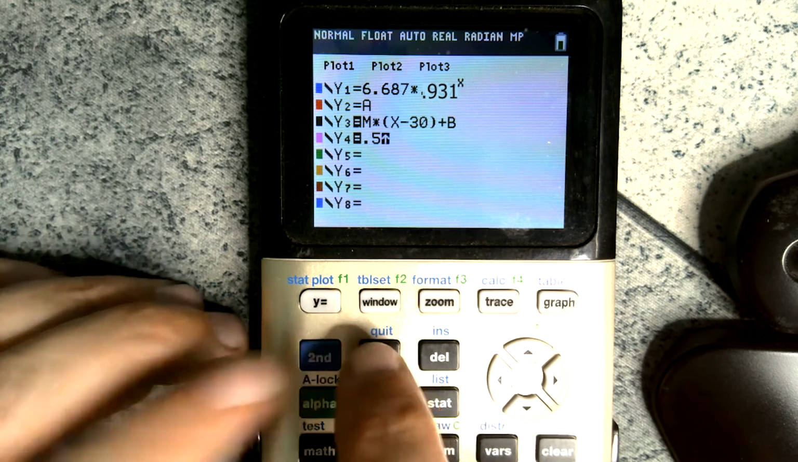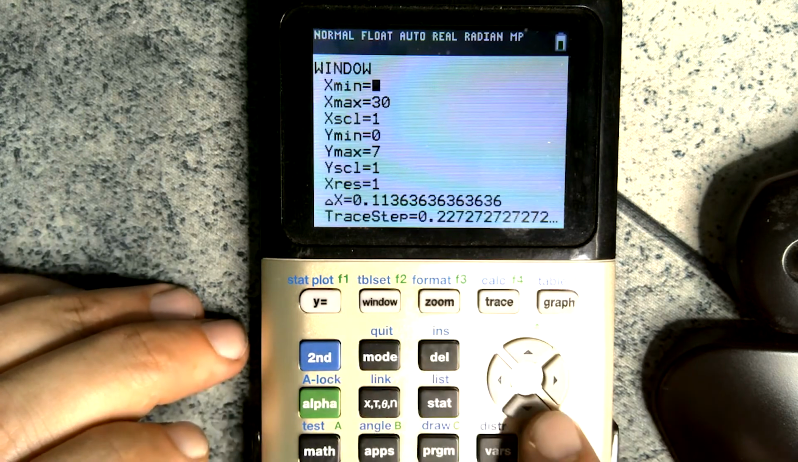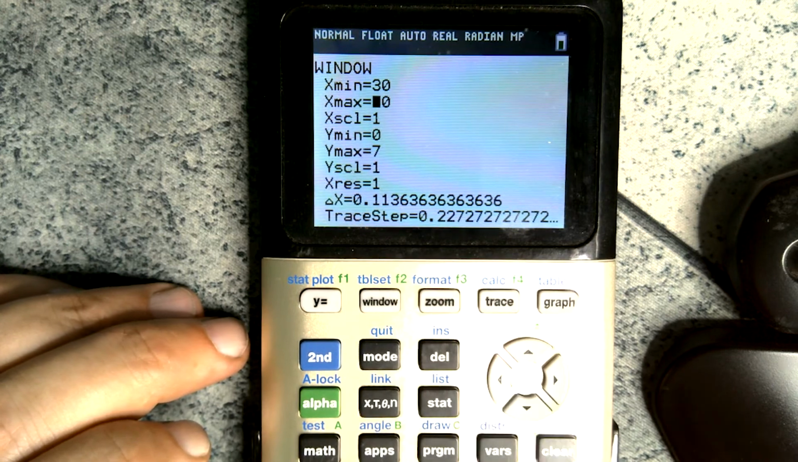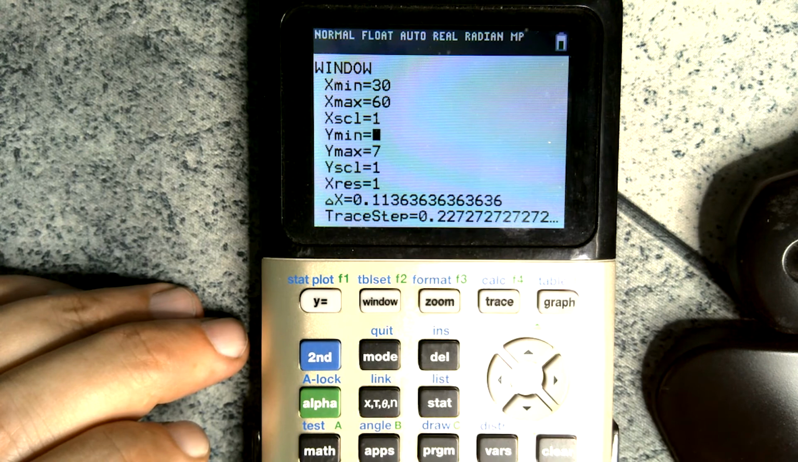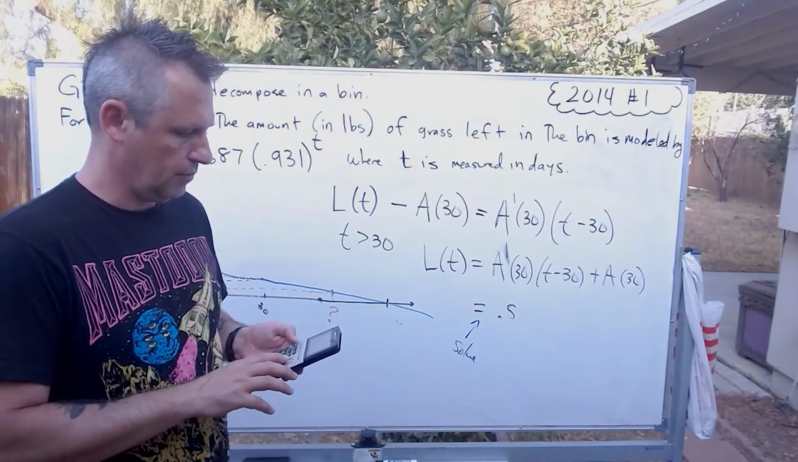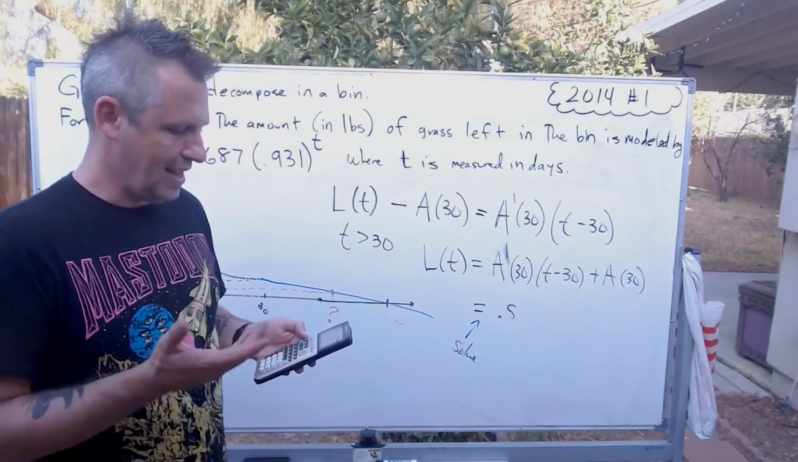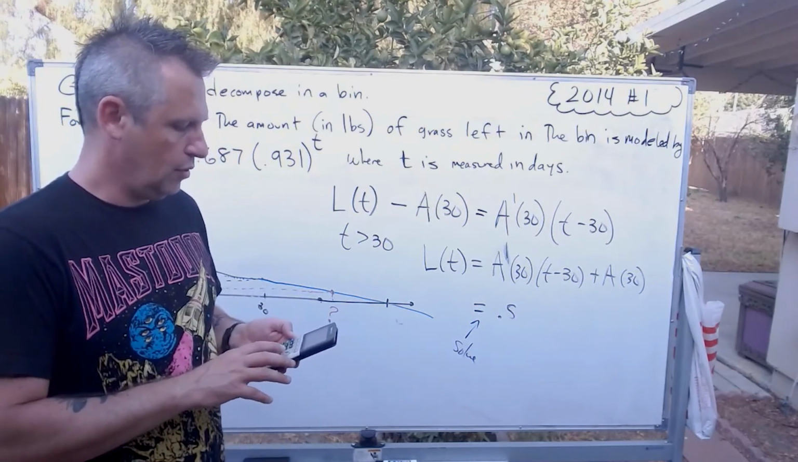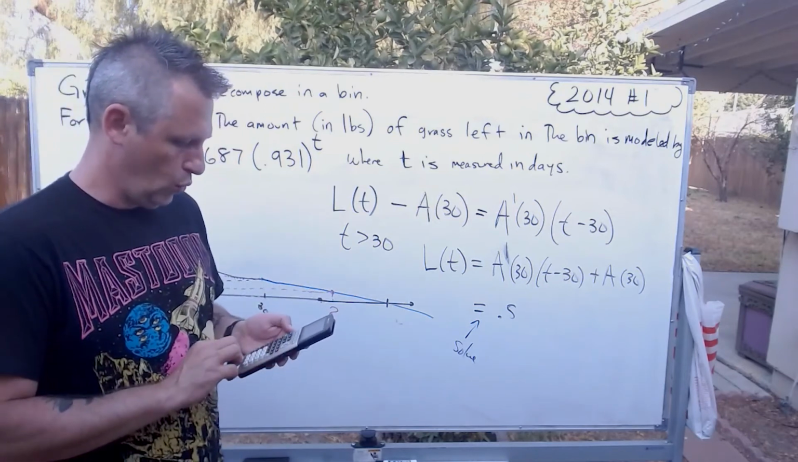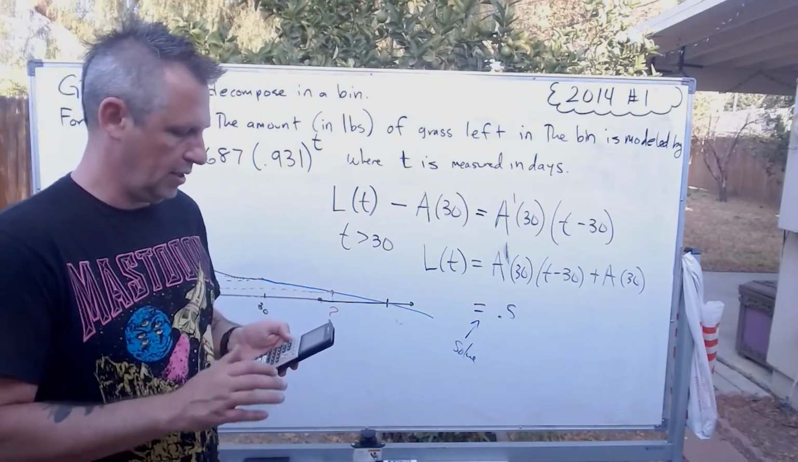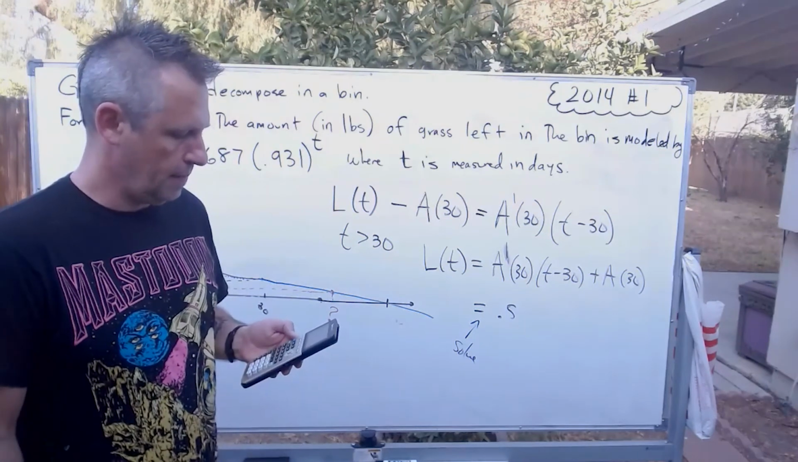I'm then going to turn off y1 and y2 because I don't need to see them, and I'm also going to change my window again. My x-min now is in fact 30, and we'll go up to like 60 or something. I'm trying to figure out when it equals 0.5, so I'm going to put my y max as 1 and my y min as 0. And I'm going to graph them and see what I get.